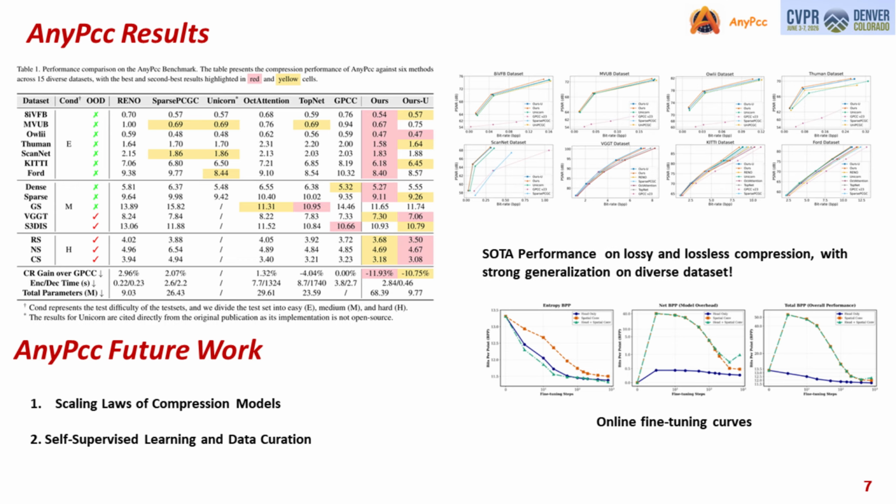For future work, we are interested in two directions. The first is exploring scaling laws for compression models. The second is using self-supervised learning and better data curation to further improve universal point cloud compression.